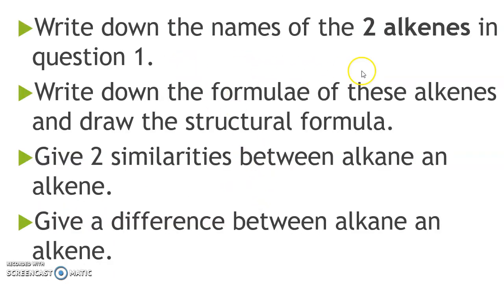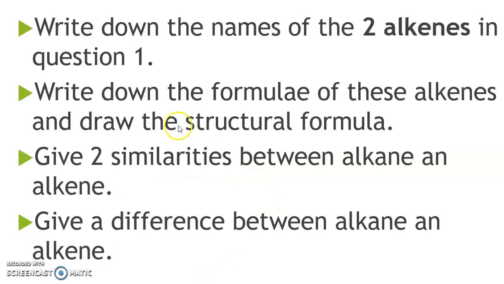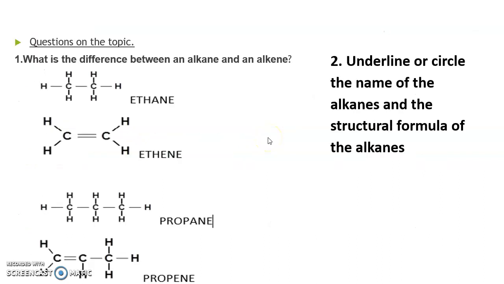Write down the names of the two alkenes in question 1. The two alkenes are ethene and propene. Write down the formulae of these alkenes and draw the structural formula. The formula for ethene is C2H4. The formula for propene is C3H6. So this is the structural formula for ethene. This is the structural formula for propene.